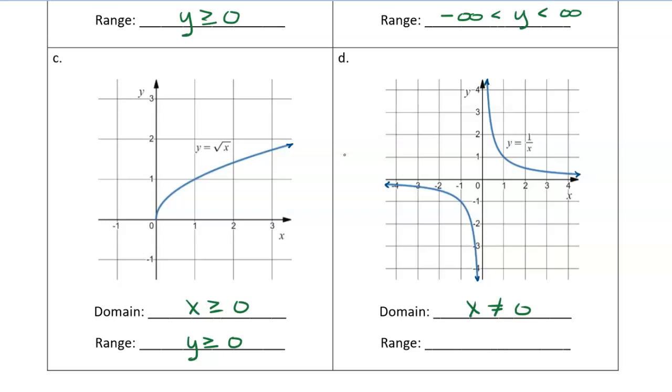And then for negative values, as you get closer and closer to 0, you can get as close to 0 as you want. You just can't actually go to 0.